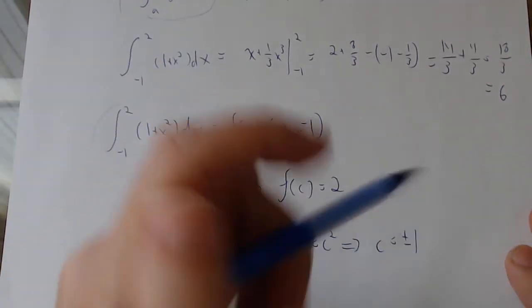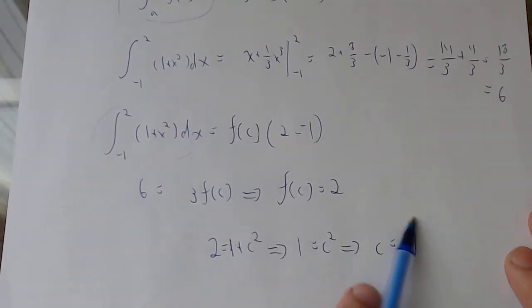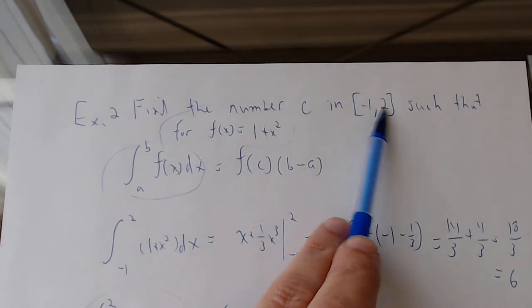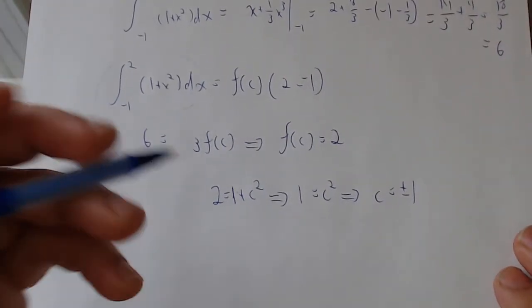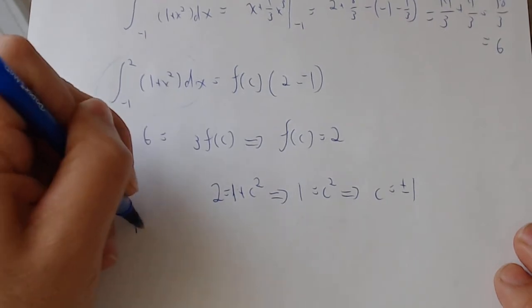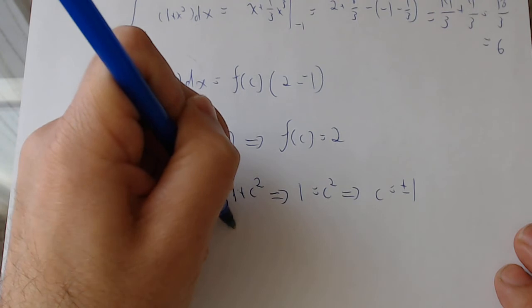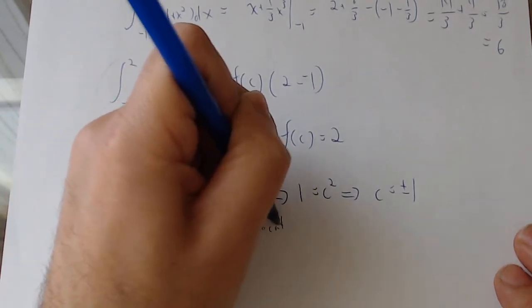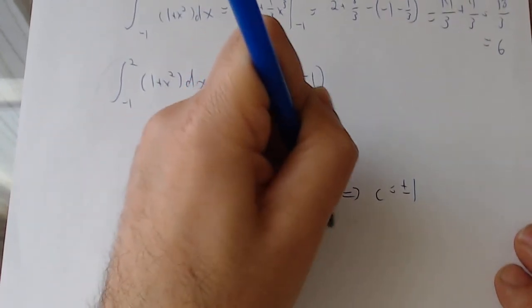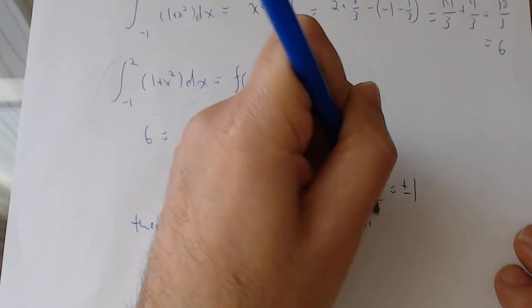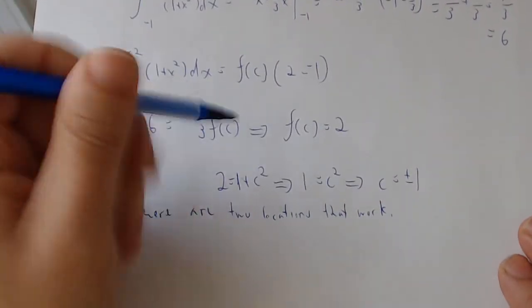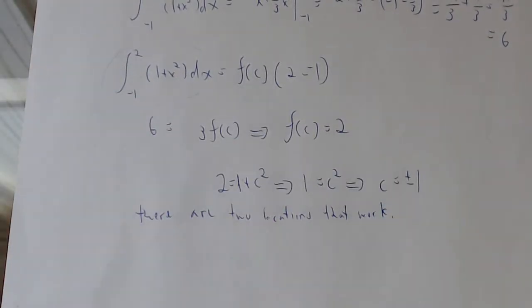So then I just need to make sure that both of these values that I got are in my interval. And when I look at my interval, it goes from -1 to 2. And both -1 and 1 are in my interval. So this implies that there are 2 locations that work. One is when c equals -1, and the other one is when c equals 1.